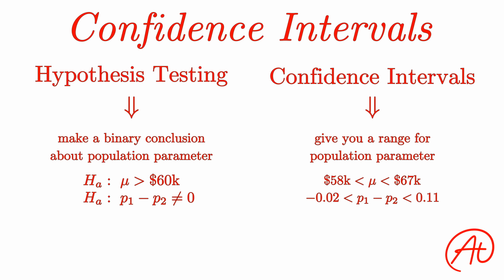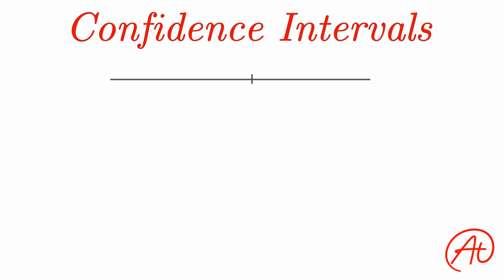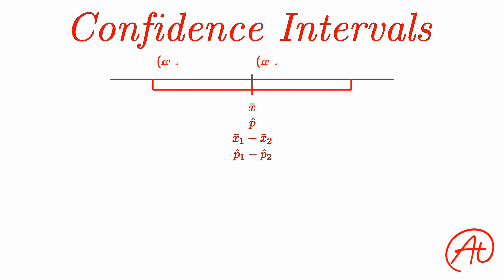In any of the different cases you might come across, the process for creating your confidence interval is the same. No matter what you are trying to estimate, you first take your estimated sample statistic, which could be your sample mean x bar, or sample proportion p hat, or the difference between two means or proportions, and you go left and right some amount to form the range. The amount you go left and right by is called your margin of error.